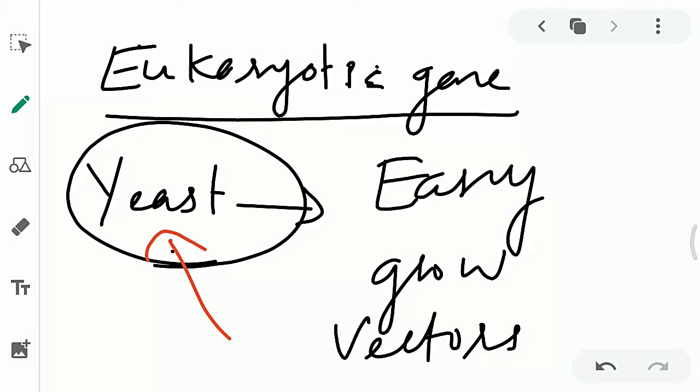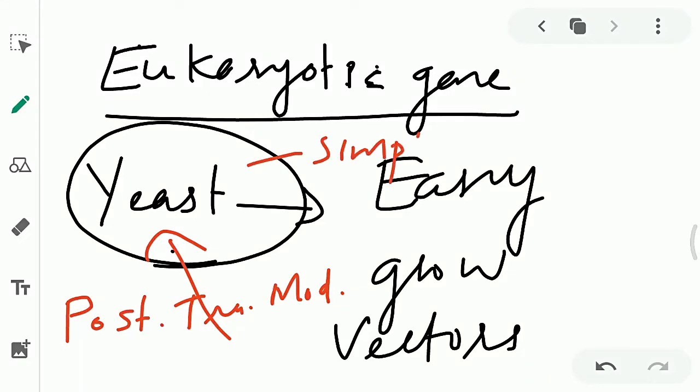gene transfer experiments. And moreover, eukaryotic genes have a lot of additional mechanisms like post-transcriptional modification and post-translational modification, and yeast is one of the simplest eukaryotes. All these things make yeast one of the best, favorite hosts in all the recombinant DNA experiments.